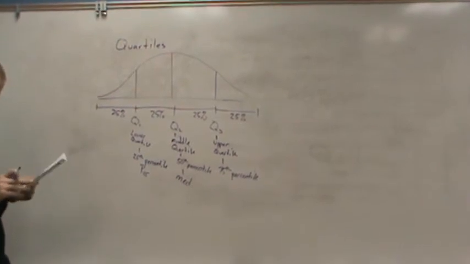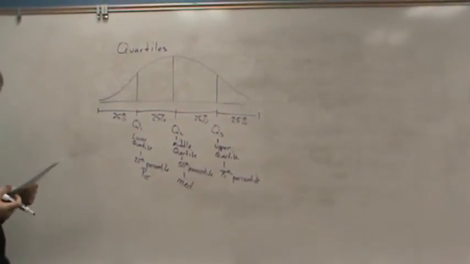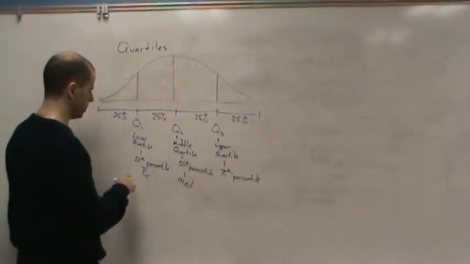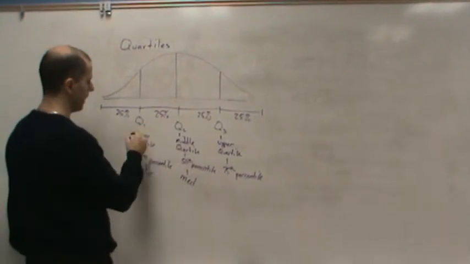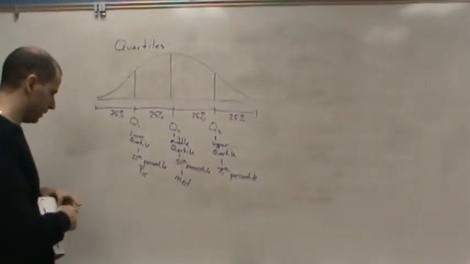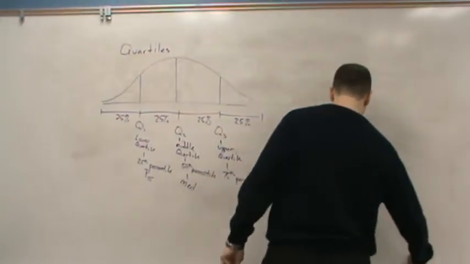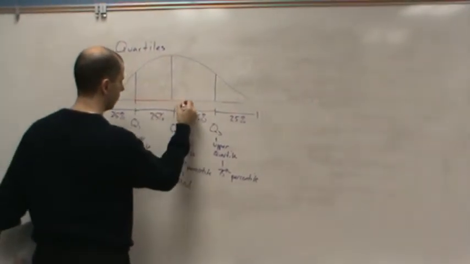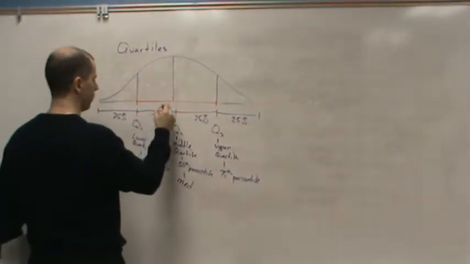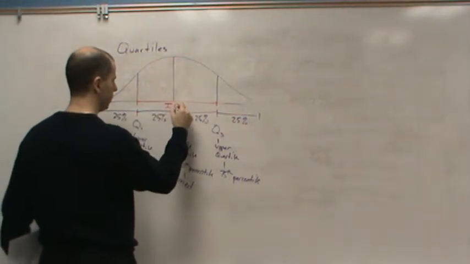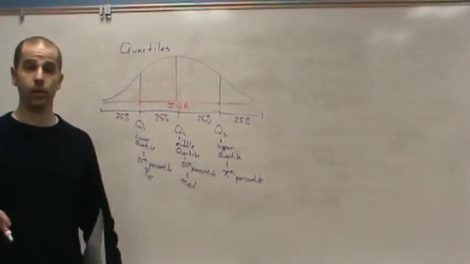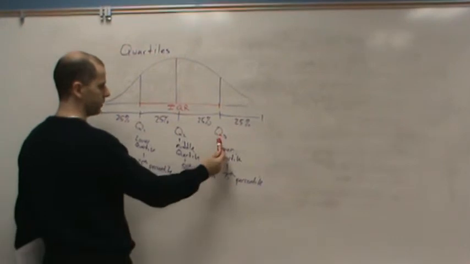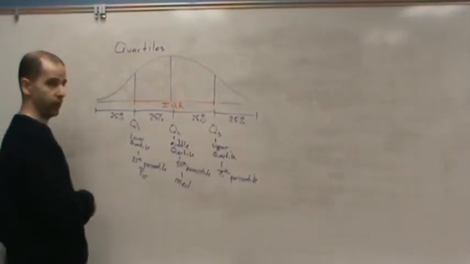Now let's talk about the interquartile range. This is going to be important too. The interquartile range is the range that represents the middle 50%. Let me use a different color here. The middle 50% is from here to here. So this distance is the IQR, or what we call the interquartile range. It's just the distance from this value, Q3, to this value, Q1.